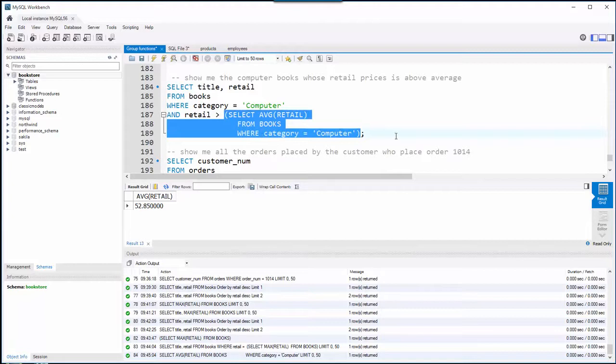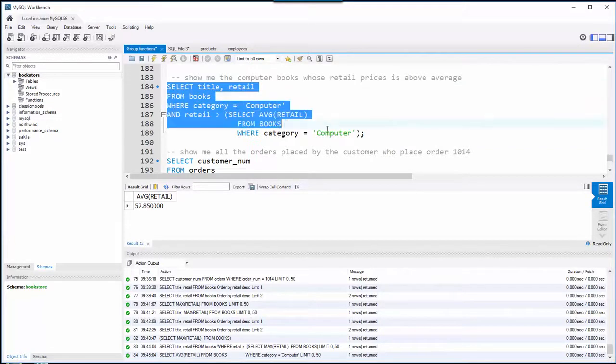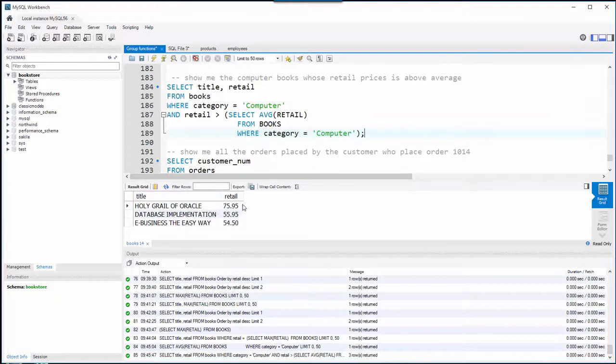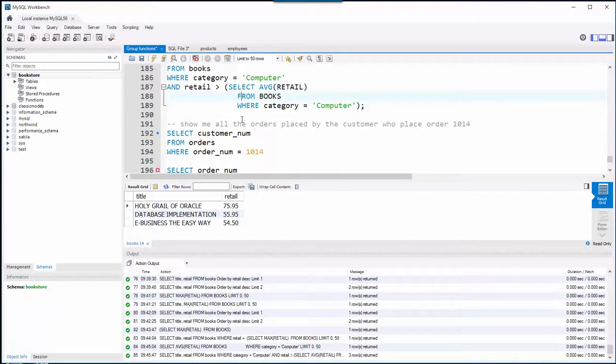And I know that that runs a single number. I just did it. And so we're saying retail is greater than 5280. So now when I run that, I'll get all the computer books whose retail price is above average. All right, we'll do one more example of a quick subquery in the where clause.